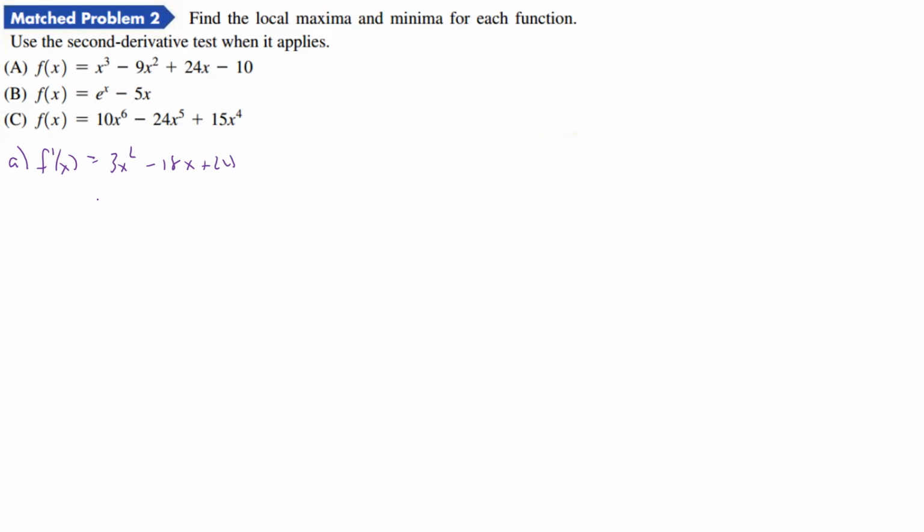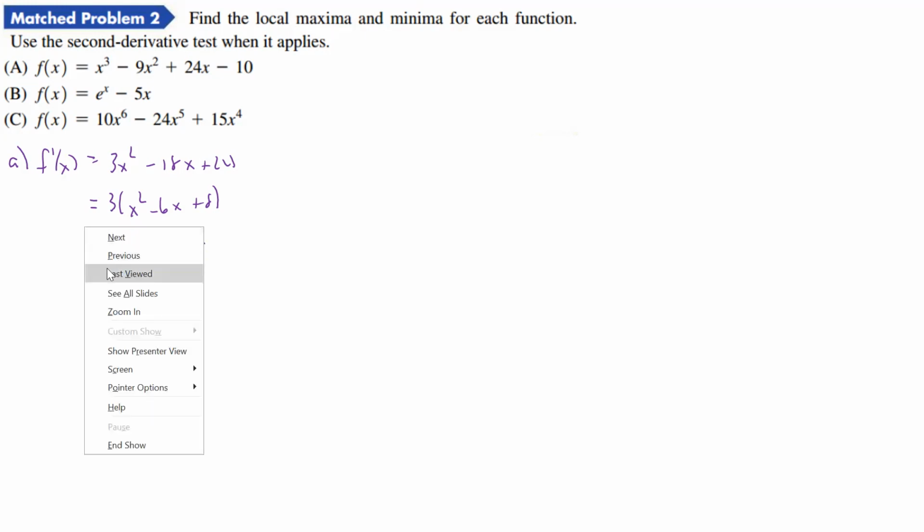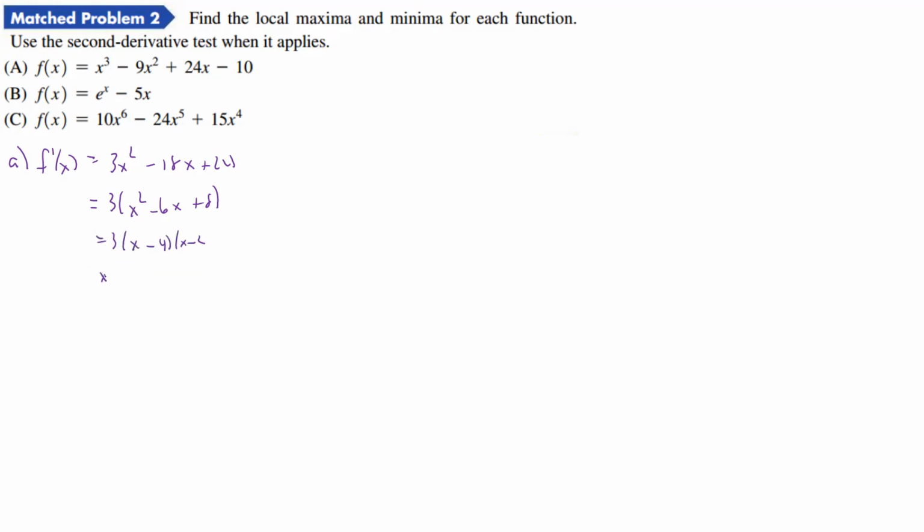Now, we need to find critical numbers. That means we have to factor. If we pull out a 3, that's going to make it a little easier. So that's x squared minus 6x plus 8, which is 3 times (x minus 4)(x minus 2). And so x equals 2 and 4 are going to be our critical numbers.